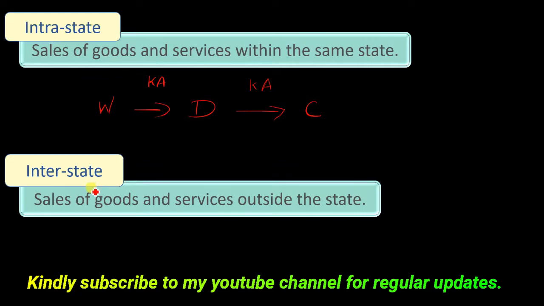Whereas in interstate, from the wholesaler to dealer, this transaction is in Karnataka state, and from dealer to customer, this is in Tamil Nadu state. So initially from wholesaler to dealer it is Karnataka, and the dealer is selling to a person who is in Tamil Nadu, so it is outside the state, which comes under interstate.